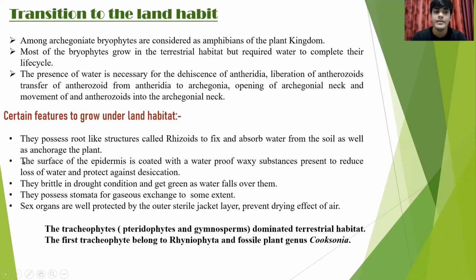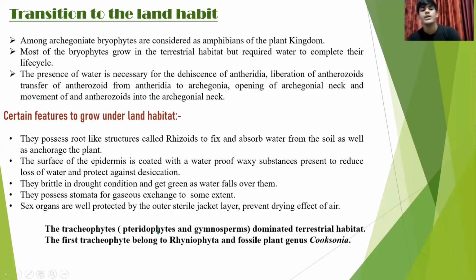So the land habitat features are that they have rhizoids for anchorage and for water absorption. The epidermis is covered with a waterproof waxy substance which prevents water loss and protects against desiccation, or say dehydration. They become brittle in dry condition or drought, and they get green as the water falls over them. One more feature is that they are used as packaging material, because they have some retention of water inside their body. Sex organs are well protected by the outer sterile jacket layer.